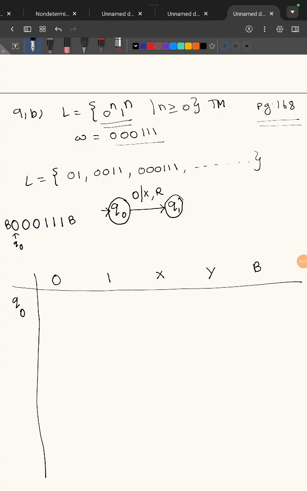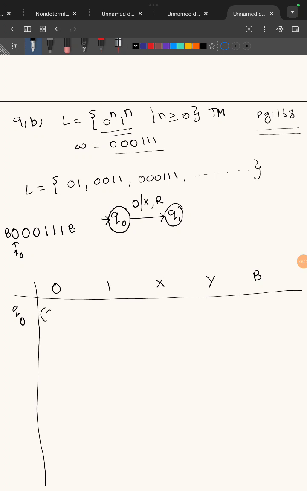How can we write this in the transition table? From Q0 I am going to Q1. This 0 present over here is converted to x, and the direction is now right hand side. So basically my pointer will move from there to here. Now I am in the state Q1.